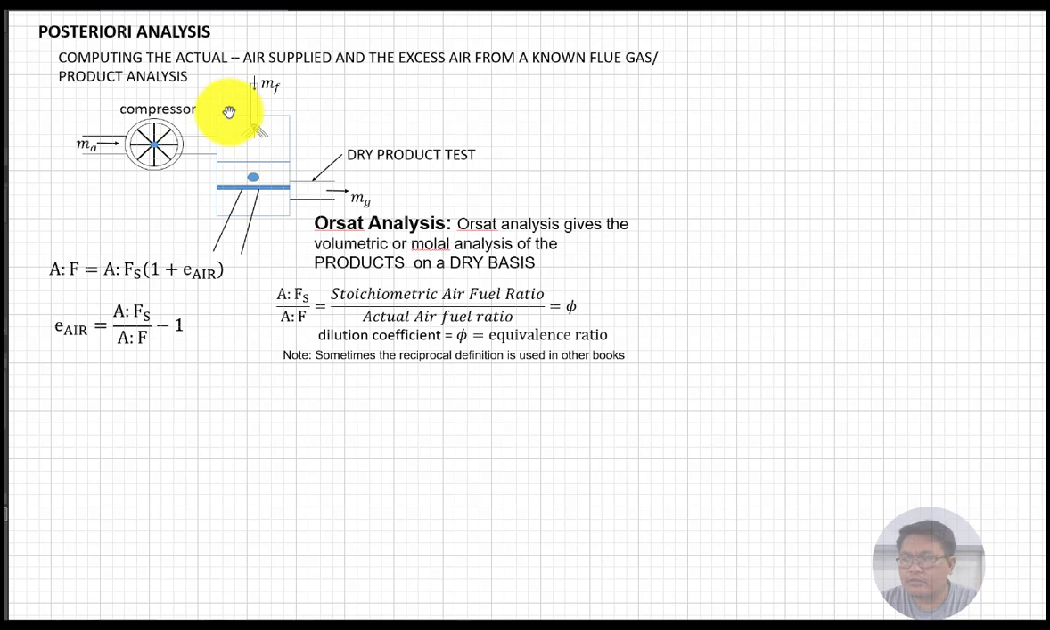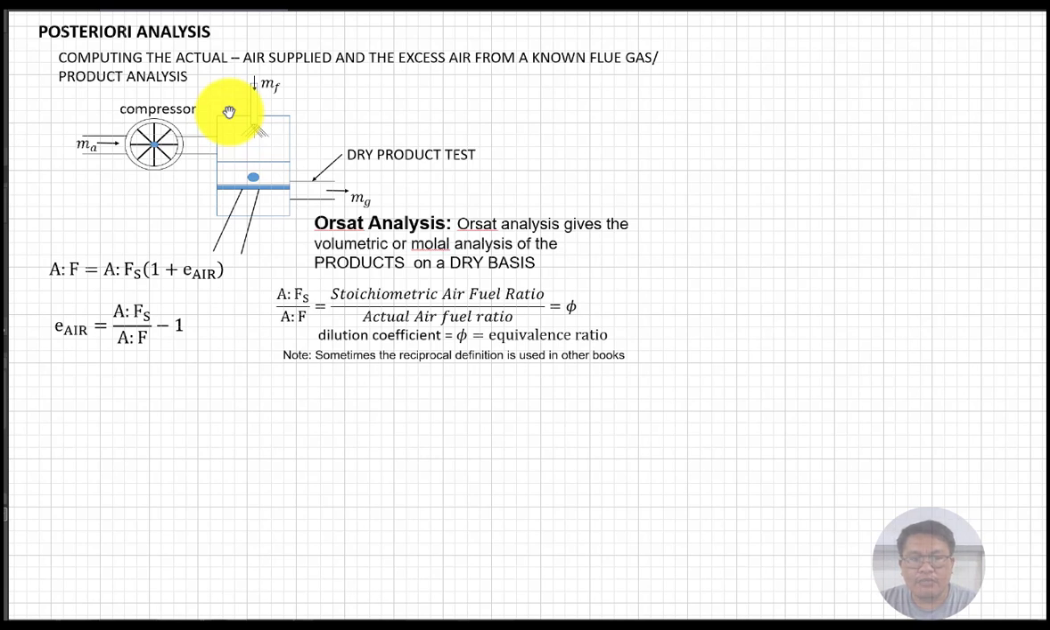So before that, what I have discussed is priori, which means that from the start of the combustion we can predict or calculate what will be the product of the combustion. Before the combustion takes place, we predict already what will be the product of combustion.